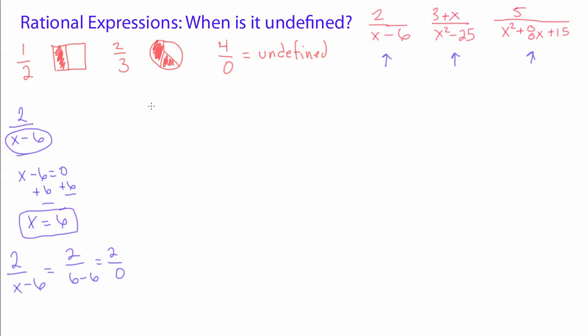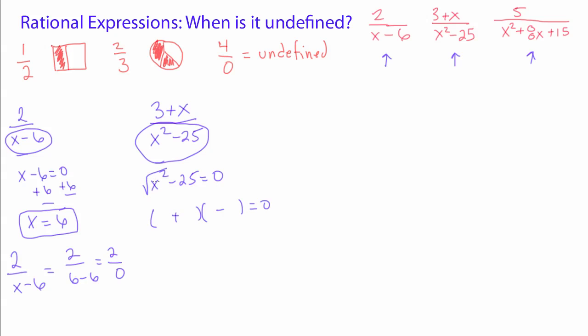Let's look at 3 plus x over x squared minus 25. When is this whole rational expression undefined? Well, we need to focus on the denominator, x squared minus 25. Set it to 0. Here we have a difference of squares. So what that means is that one's going to be positive, one's going to be negative. We take the square root of x squared, that gives you x. The square root of 25 will give you 5.